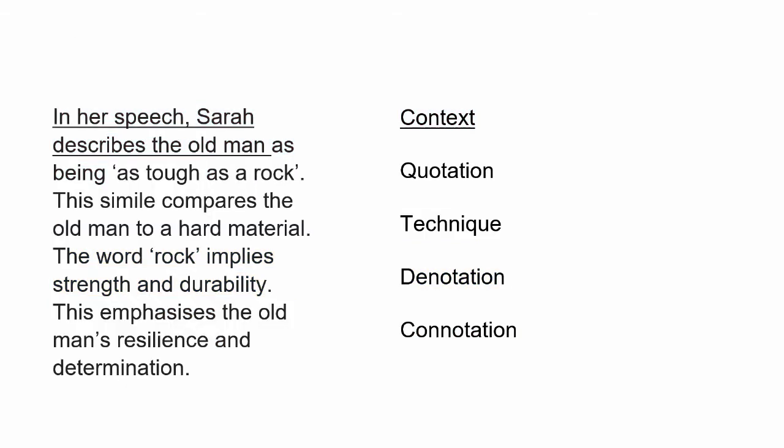Context, first of all, in our analysis, very briefly provides a tiny bit of context so that this quotation makes sense to our reader. Here we've got, in her speech, Sarah describes the old man. So we've got a little bit of context about where this quotation has come from. You want to keep this really brief because you don't want to end up summarising the text. After that, we have the actual quotation itself, which provides evidence from the text to support our argument.